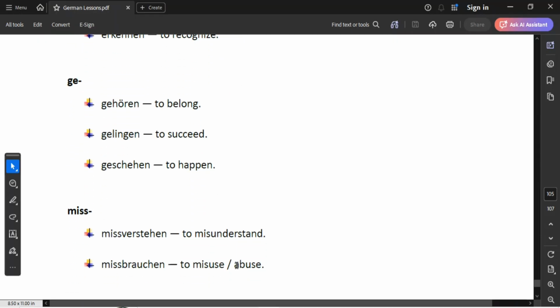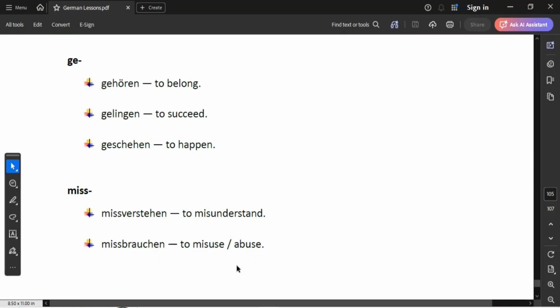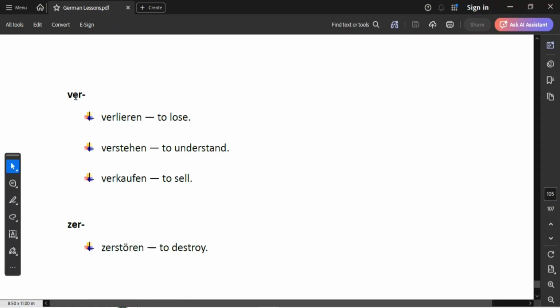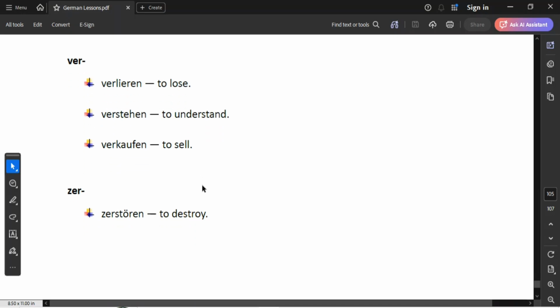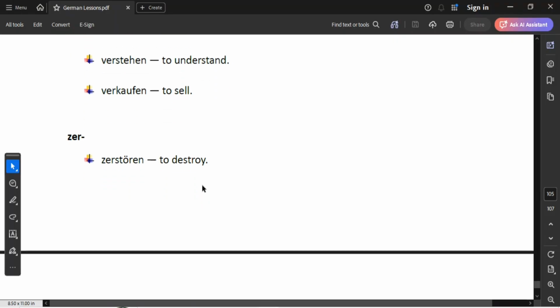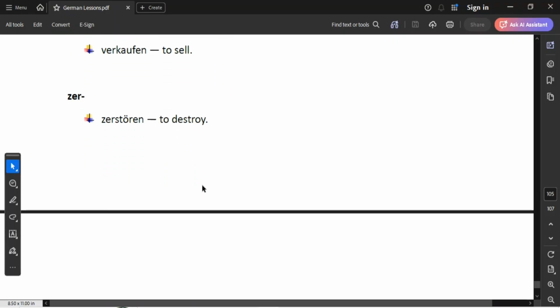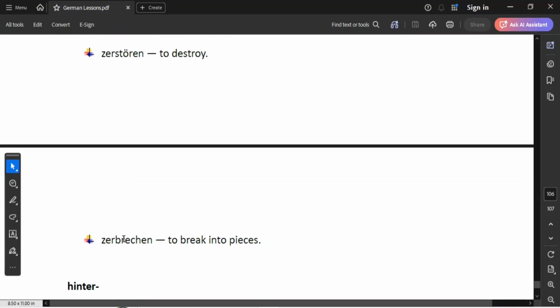Then we have another prefix, which is miss, and examples are missverstehen, to misunderstand, missbrauchen, to misuse or to abuse. We have prefix ver: verlieren, to lose, verstehen, to understand, verkaufen, to sell. Then from there we have prefix zer: zerstören, to destroy, and zerbrechen, to break into pieces.